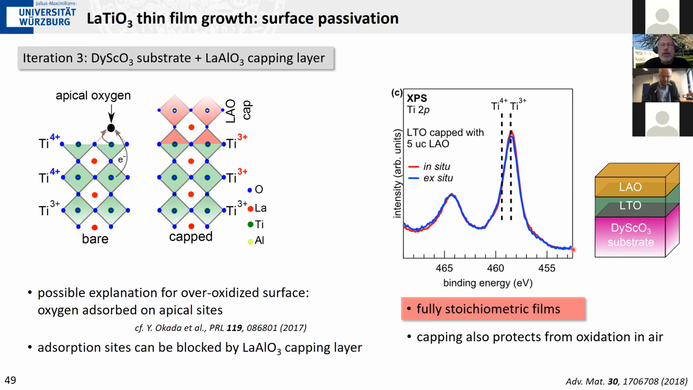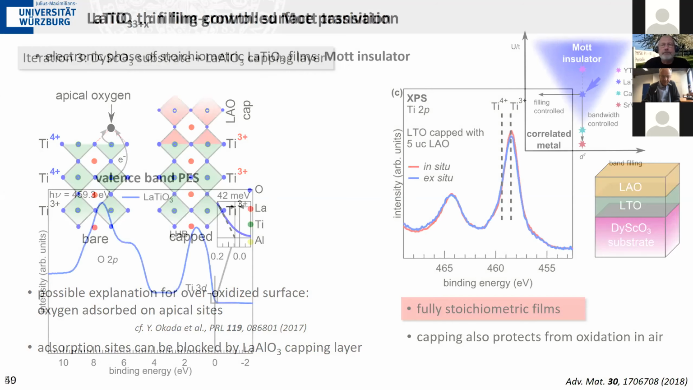And ex situ means we have taken the sample out of the vacuum system into air, exposed it to ambient atmosphere, and put it back in the vacuum to measure its photoemission spectrum, and you see there is no difference. So there's no extra oxidation of the LTO. The LAO really works as a capping that protects also from oxidation in the air. That is important because if you eventually want to build a device, you have to process your films in an atmosphere which is certainly not UHV, which will contain oxygen, and then you have to make sure that you don't get a further oxidation of your LTO film.